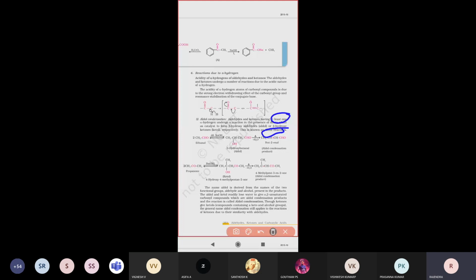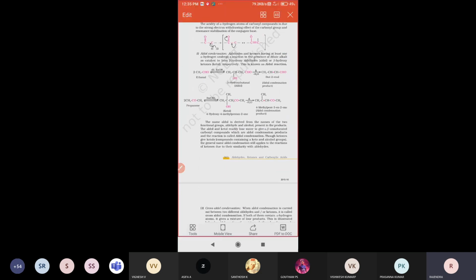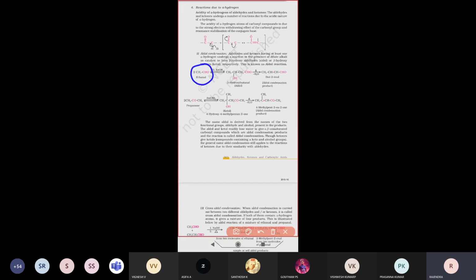Let us see what is happening in the reaction. First, take the aldehyde, acetaldehyde. Two acetaldehyde molecules are taken, and they react in the presence of sodium hydroxide. It forms aldol, 3-hydroxybutanal. Further, if we apply heat energy to this 3-hydroxybutanal, what happens?